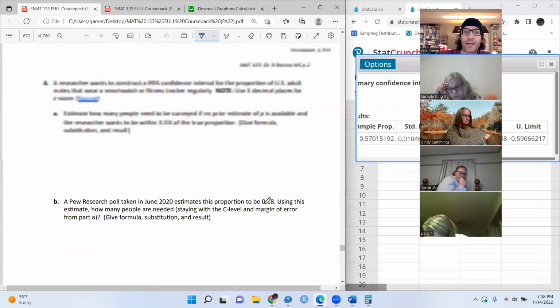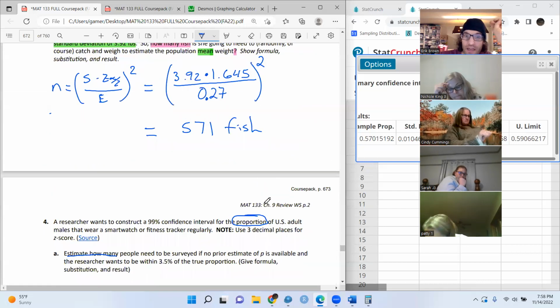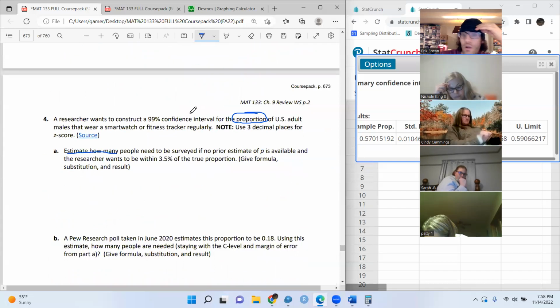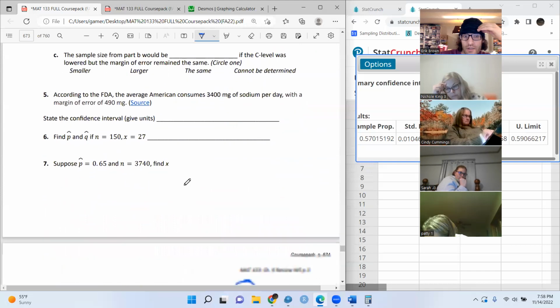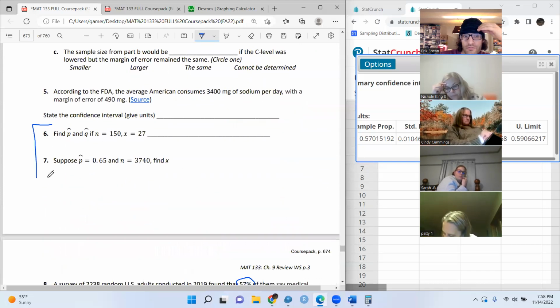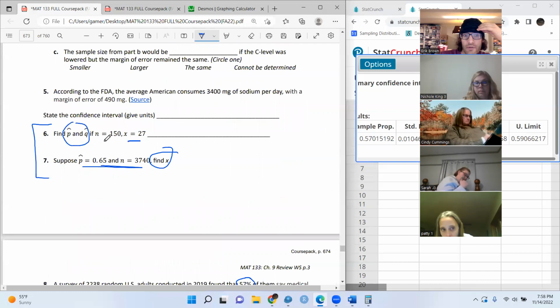Check back on your 9.1, 9.2, and 9.3 and 9.4 worksheets. Is that really how many we did? No, 9.1, 9.2, and 9.4, because you've already done all of these problems, every single one of these, except for maybe these 2. We just did this one. Find X, given a P hat and an N. Find P hat and Q hat given an N, well, we haven't done this one.